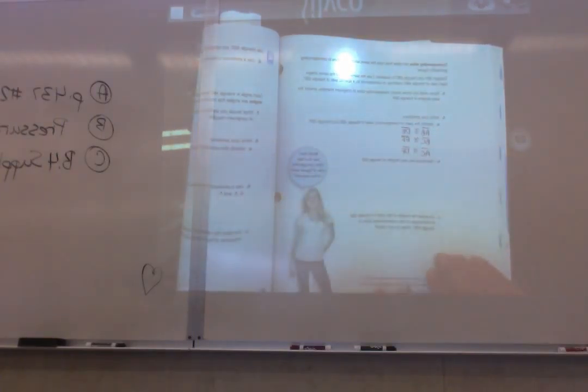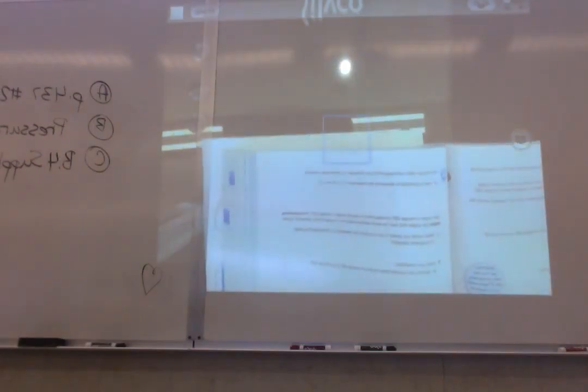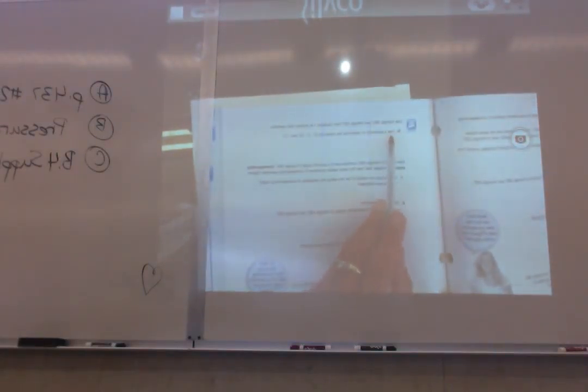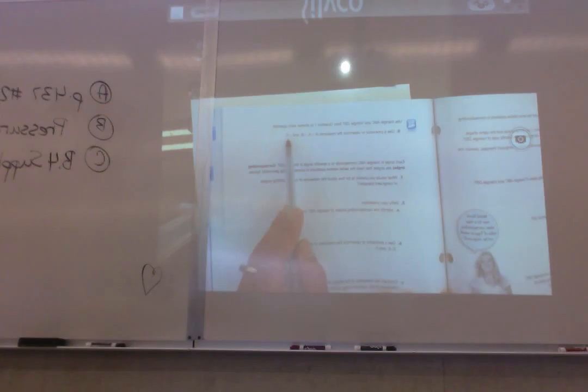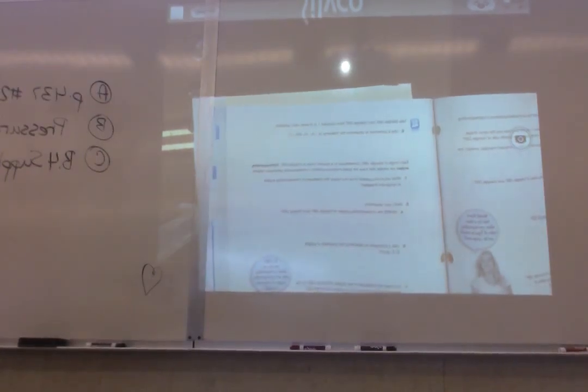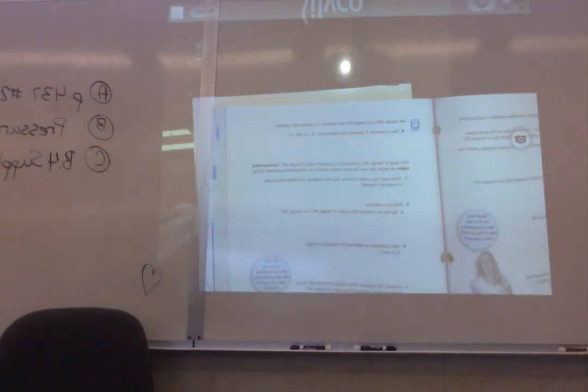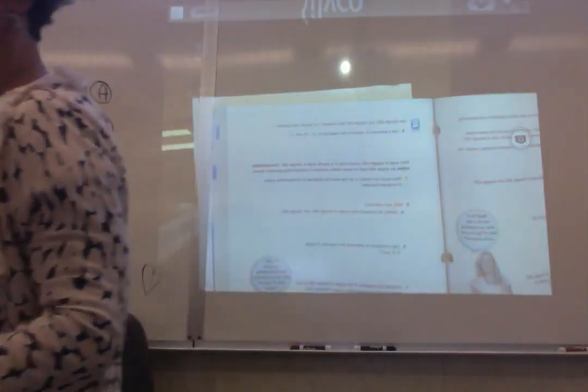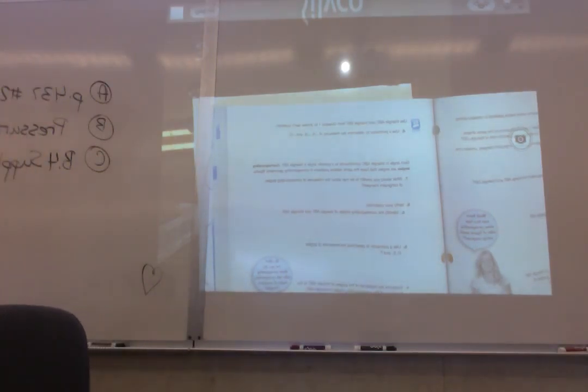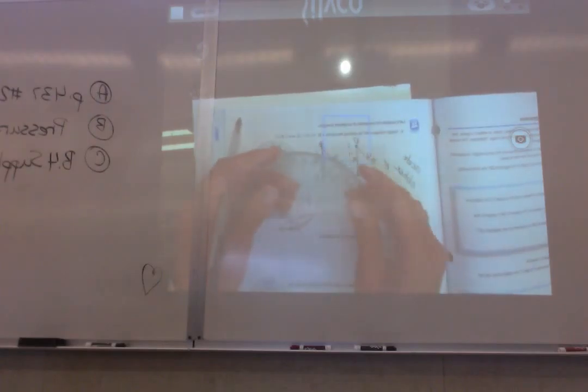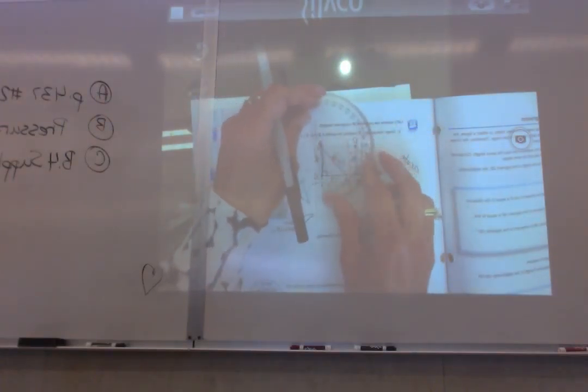Fast forward. They want us to go ahead and determine the length. Use a protractor to determine the measures of angle A, B, and C. I'm just going to do that up here. A, B, and C. A.